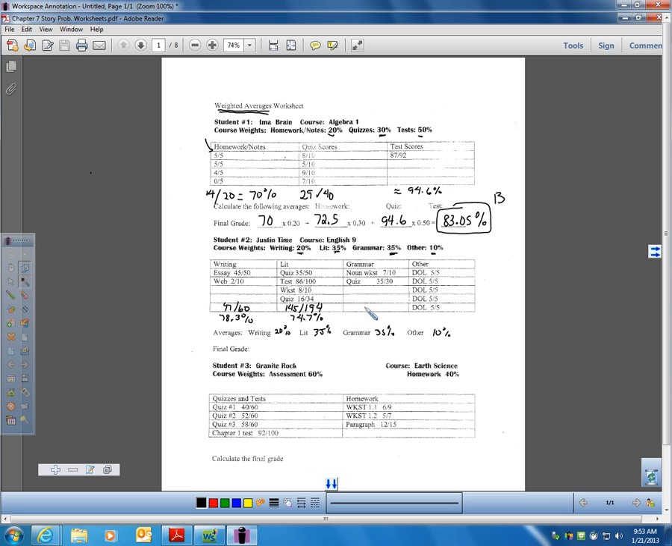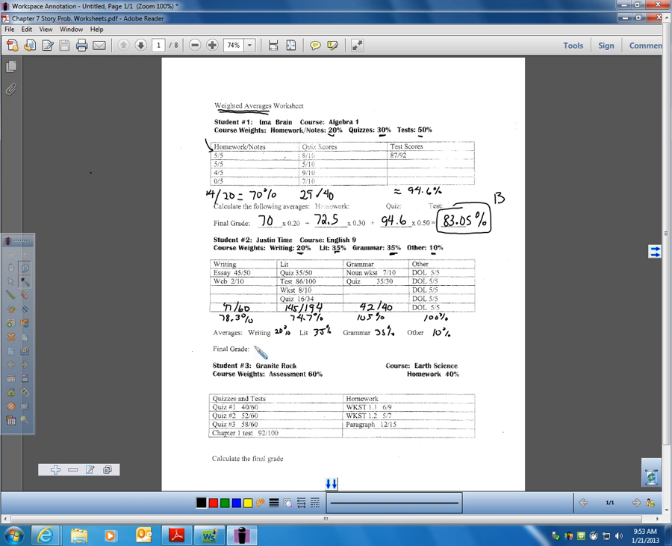Now let's go to grammar. They scored 42 out of 40 points, which means they must have had extra credit. You can see they had more points in the quiz than were possible, so they got extra credit. 42 divided by 40. They had 105% in grammar. And then for other grades, you can see they had 5 out of 5 every time. Well, they had 25 out of 25. They had 100% here.